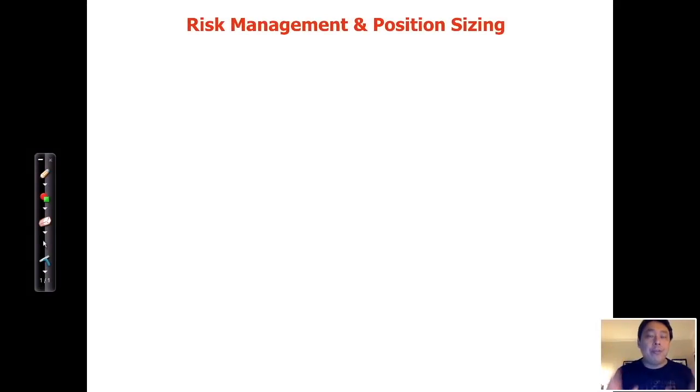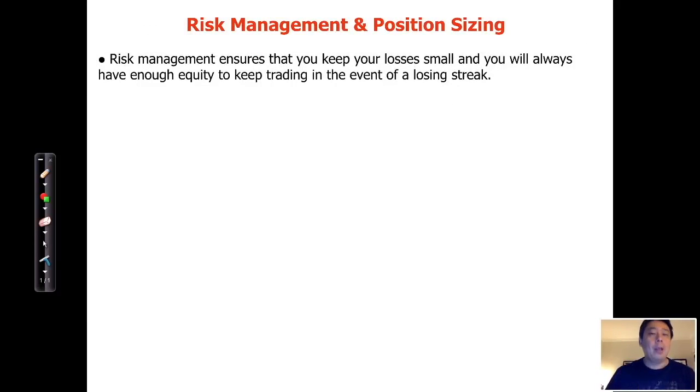All right, so let's review our rules one more time. Risk management ensures that you keep your losses small and you will always have enough equity to keep trading in the event of a losing streak, which is inevitable in trading. No matter how good you are, you go through periods of winning streaks and periods of losing streaks. And you've got to ensure that when you go through a losing streak, it doesn't wipe you out. It keeps you in the game, all right? So here are the rules again.